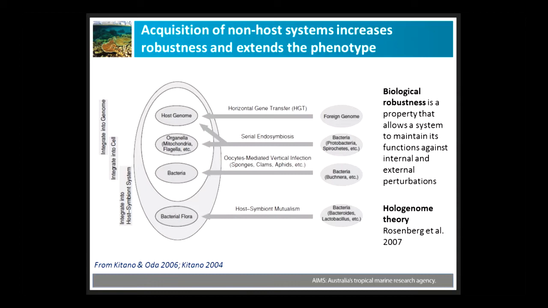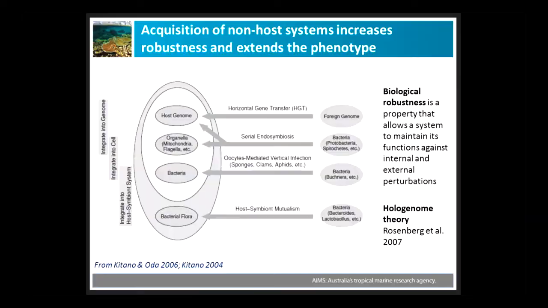And this diagram, which comes from the Kitano and Oda paper, summarizes the different processes that eukaryotes have used. First, eukaryotes have acquired genes from other species. That's called horizontal or lateral gene transfer. Eukaryotes have acquired bacteria. They have engulfed them, and over evolutionary time, these have evolved into organelles, mitochondria, and chloroplasts. And they have acquired bacteria that are maternally transmitted, so a very tight association, as well as bacteria that are horizontally transmitted, that have to be acquired from the environment at every generation. And again, I want to stress that corals are indeed one of the most diverse symbiotic systems, so all these processes will be very important.